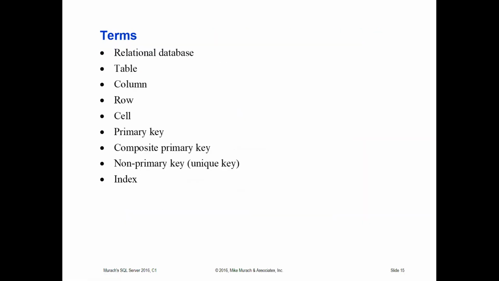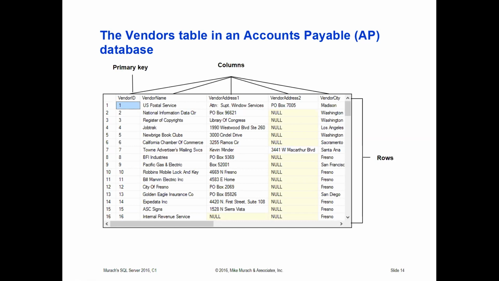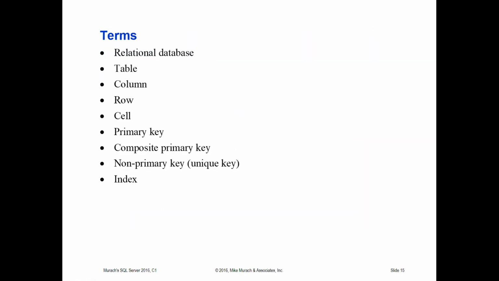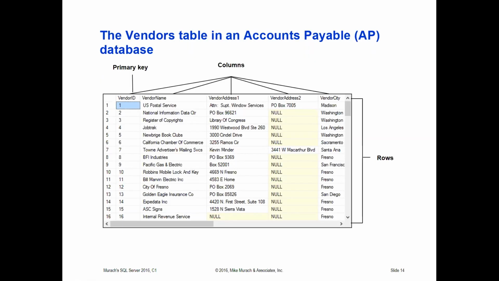Okay, so let's think about these terms here. If I back up and look at this picture again, the first term they have is relational database. A relational database is a type of database management system that says data will be organized in tables. So the fact that we have a table here pretty much makes this a relational database management system.